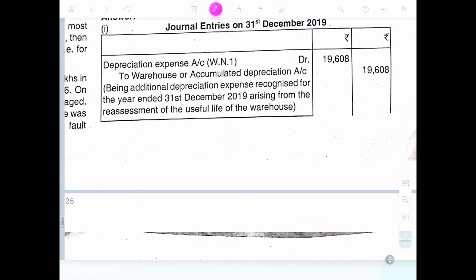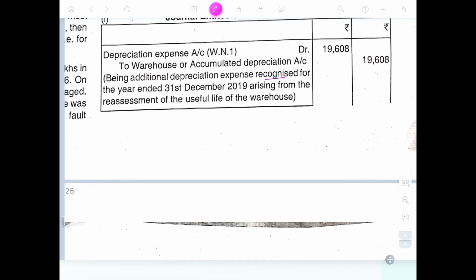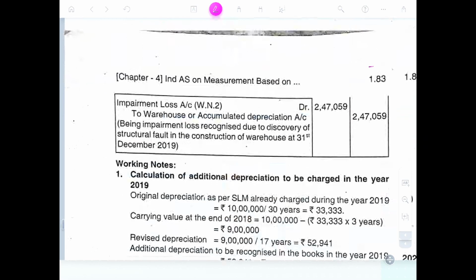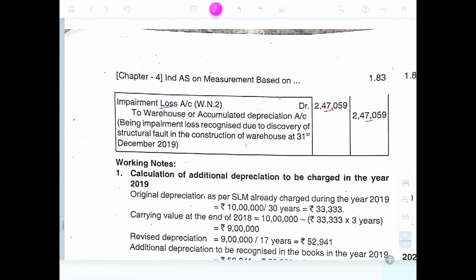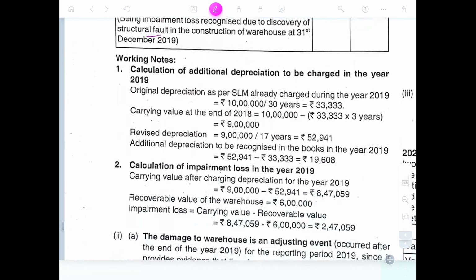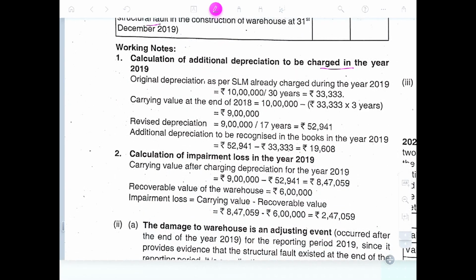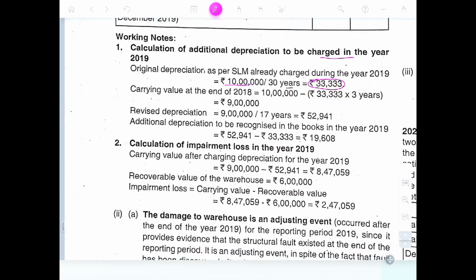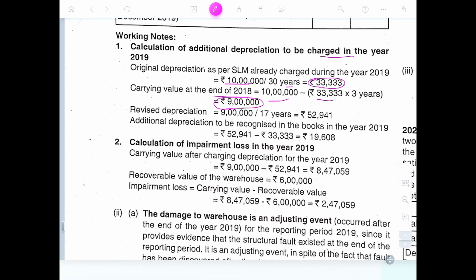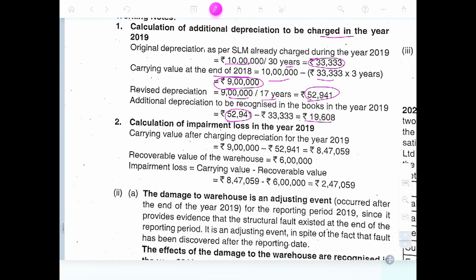Depreciation expense is additional depreciation recognized for 31st March arising on the reassessment of useful life. Also, impairment loss is due to the fault discovered in construction. The calculation of additional depreciation to charge in the year 2019: original depreciation is 10 lakhs over 30 years, 33,000. The carrying amount for 2018, that is 3 years, so 10 lakhs minus 33,000 in 3 years is 9 lakhs. So the revised depreciation is 9 lakhs over 17 years, 52,000. So the additional depreciation, 52,000 minus 33,000, is 19,000.